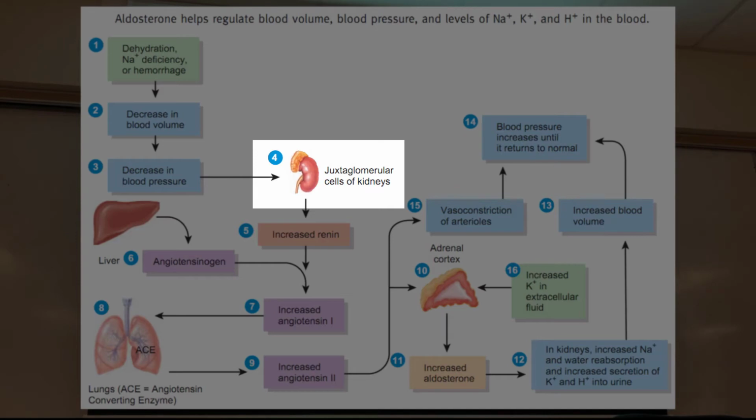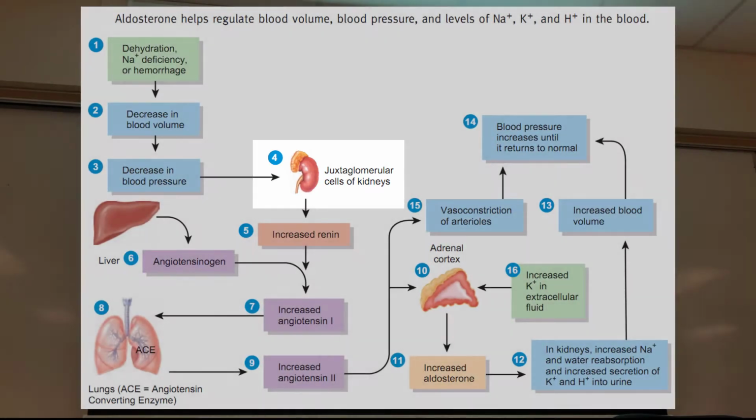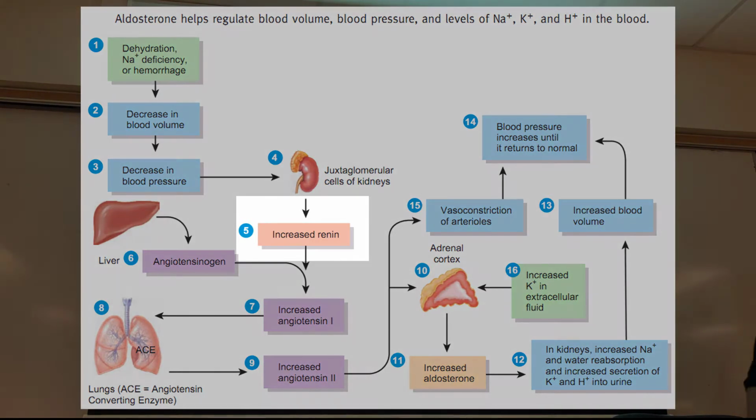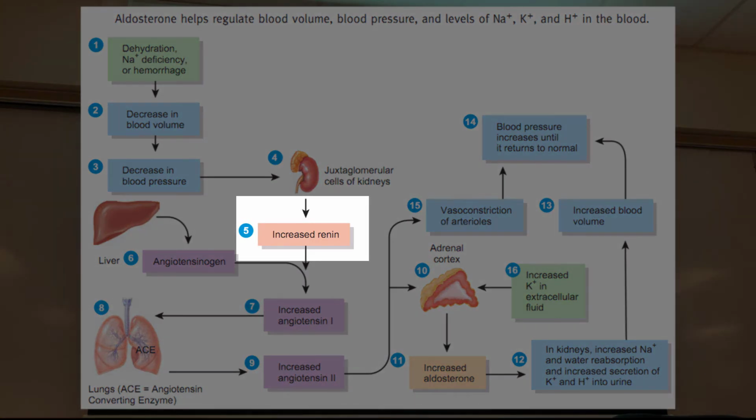Because as you know, the kidneys are responsible for blood filtering. And as blood flows through, it can determine the amount of output. It's saying, this is how much blood is flowing through. And if there's not enough, it's going to release an enzyme called renin. And renin is going to start floating through the circulatory system.